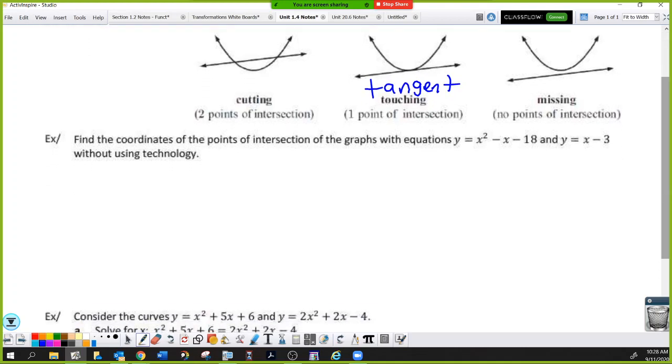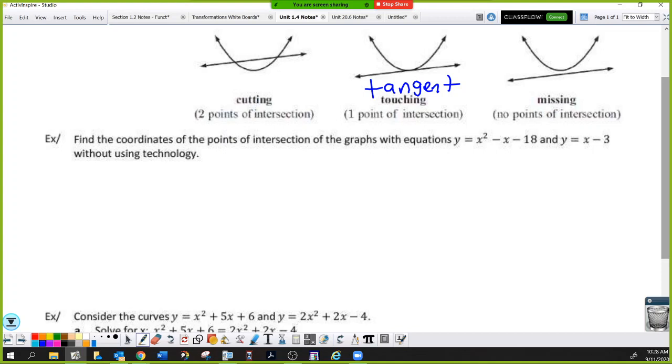And then we just do our work. It says find the coordinates of the points of intersection of the graphs with those two equations. So I have a parabola and I have a straight line without using technology. So this is just algebra skills. Well, how would you figure out where two things intersect? What do you do? Algebraically, how am I going to do this? Anybody that wants to just say it.